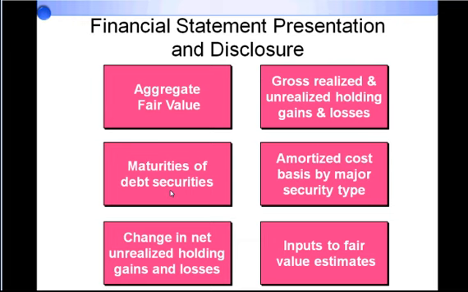Maturities of your debt securities, we need to know how current something is or how long-term something is. So what are the maturity dates? We need to know the amortized cost basis by major security type for all those investments that we had. We need to know any changes in net unrealized holding gains and losses. We need to know the inputs to fair value estimates. So in other words, how are we estimating this fair market value?